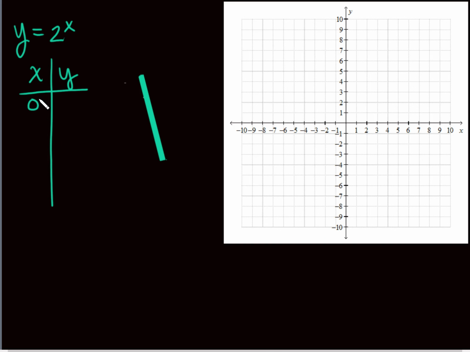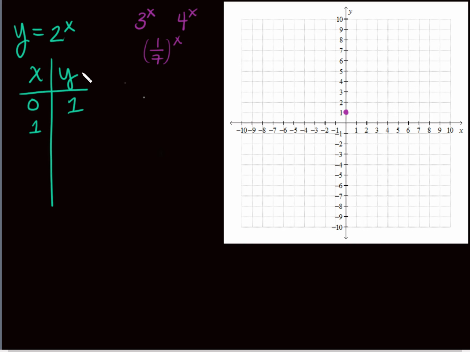So let's put in 0. 2 to the 0 is 1, right? Anything to the 0 power is 1. So I'm going to plug in the point (0, 1). And the interesting thing is, for any exponential function, like 3 to the x, 4 to the x, or (1/7) to the x power, these all are going to go through the point (0, 1). So they all have the same y-intercept as long as you haven't moved them around.